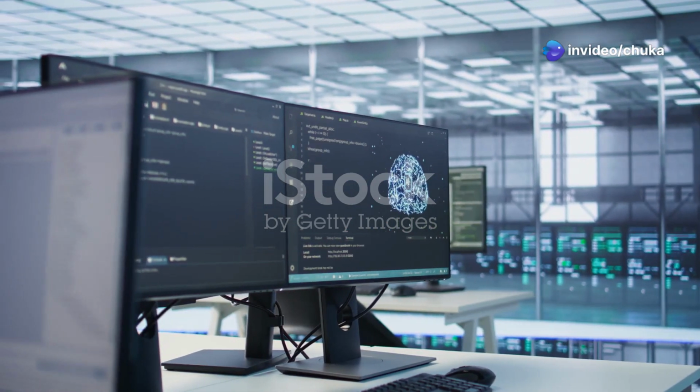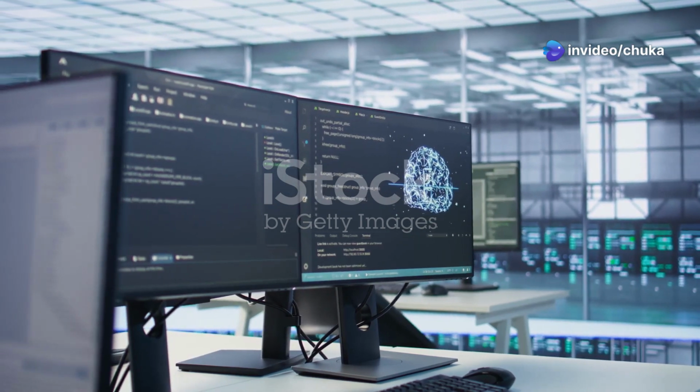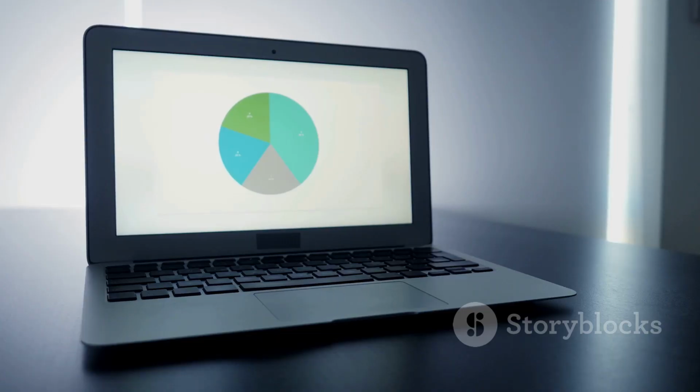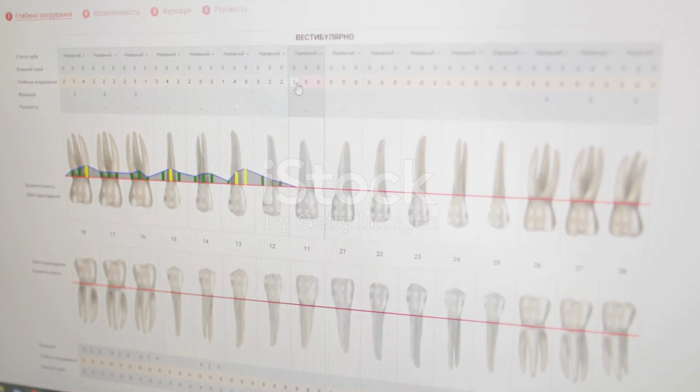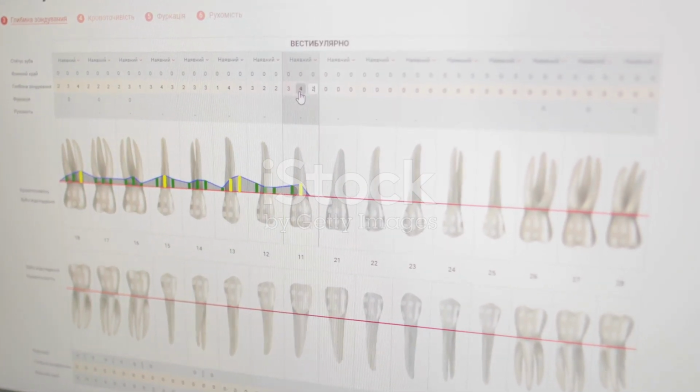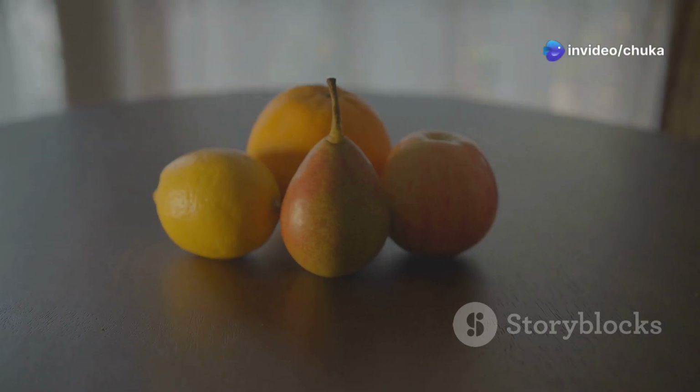Support vector machines, or SVMs, are powerful tools in machine learning. They classify data with impressive accuracy. SVMs find the best line or hyperplane to separate classes. Think of separating apples and oranges.